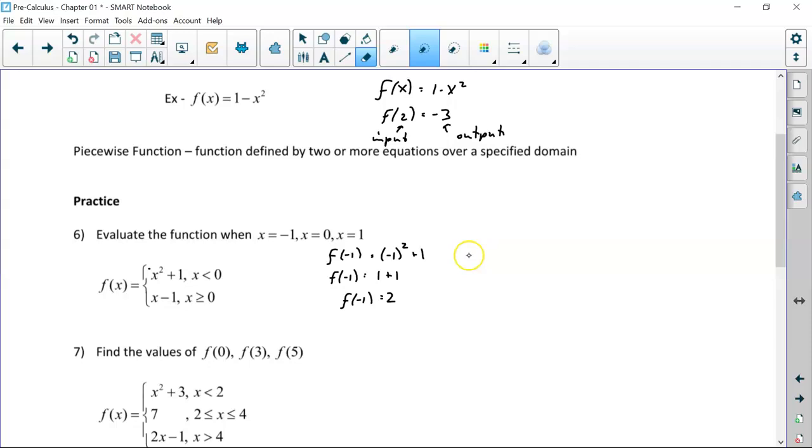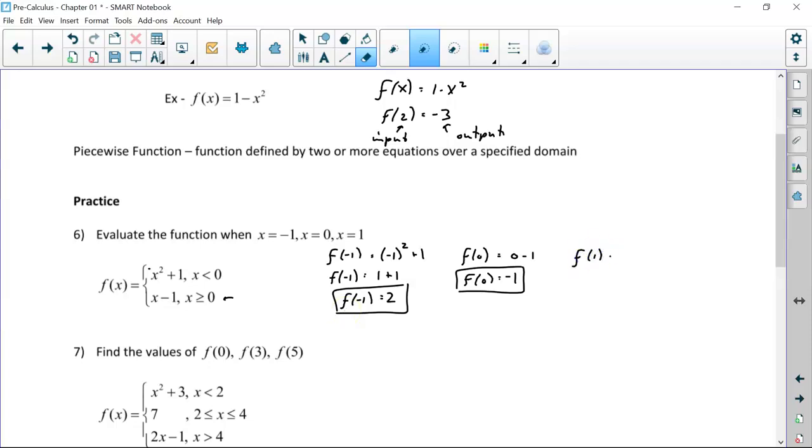Now we're looking when x is 0. So f of 0. The top one is for x less than 0, and the bottom one is for x greater than or equal to 0. Since 0 equals 0, we're going to use the bottom equation this time. So it's going to be 0 minus 1. So f of 0 equals negative 1. There's our second. So we use our input to determine which equation we're going to use.